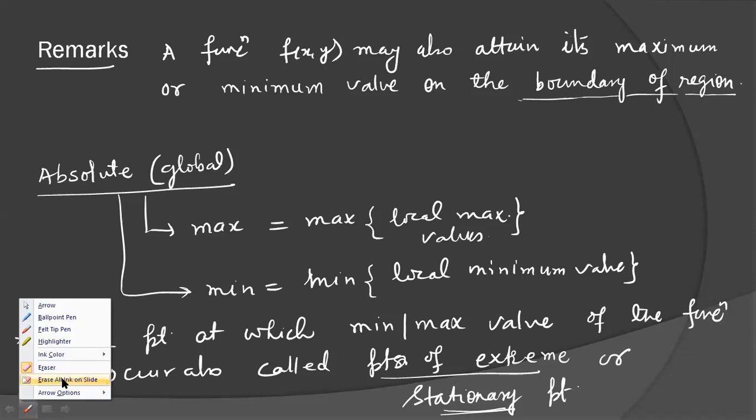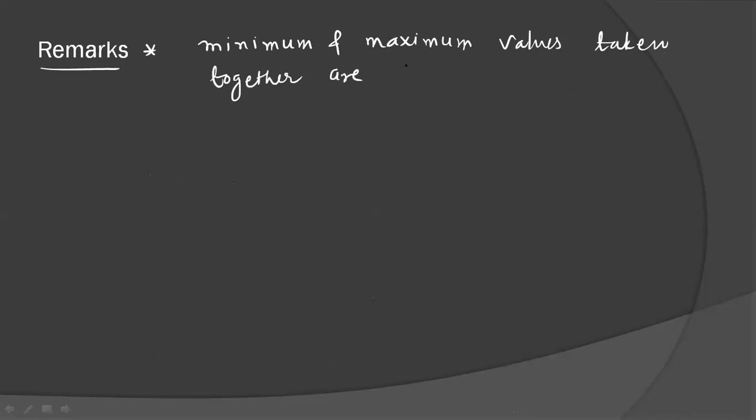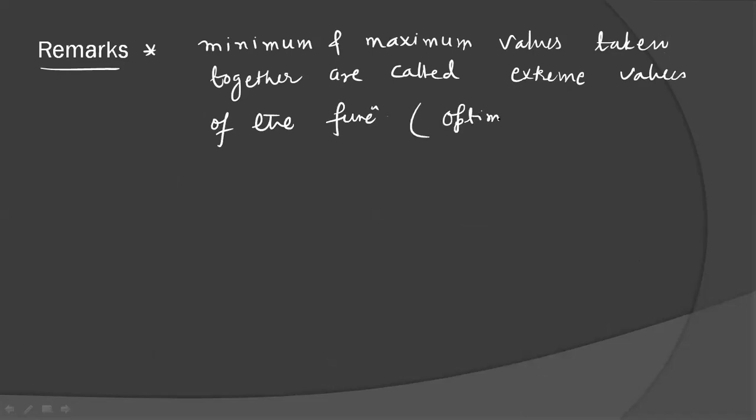One important word here: minimum and maximum values taken together are called extreme values of the function, or extremum of the function. Some people call them optimum values. Another word, optimum values.